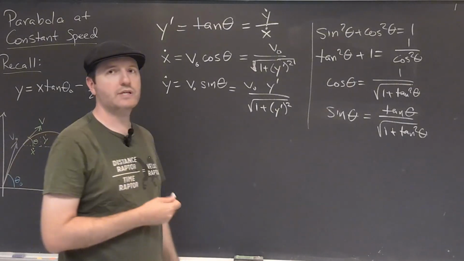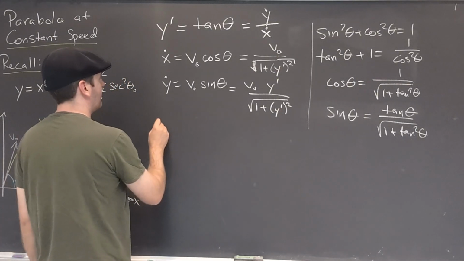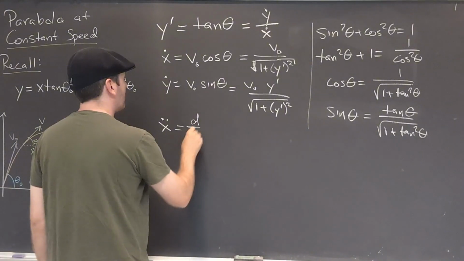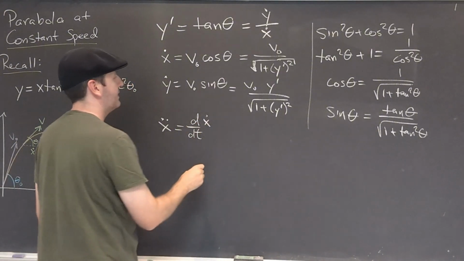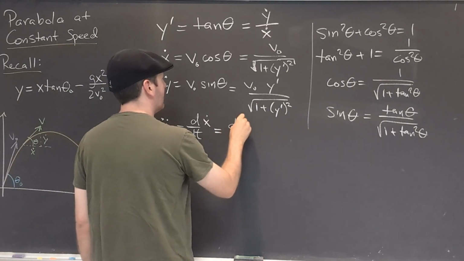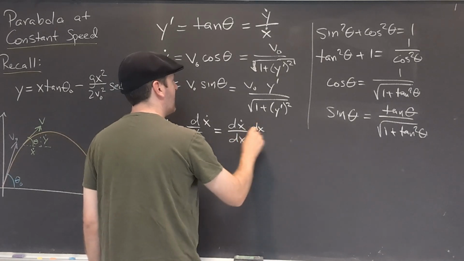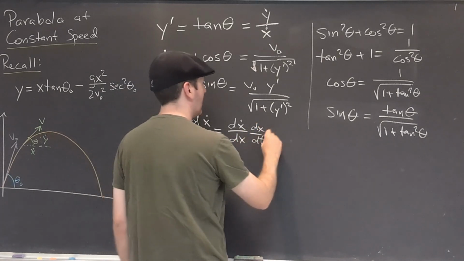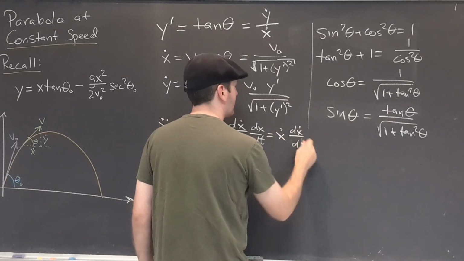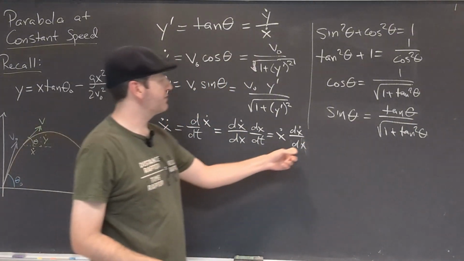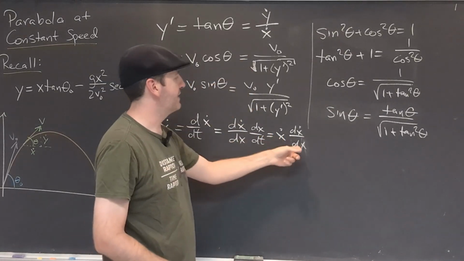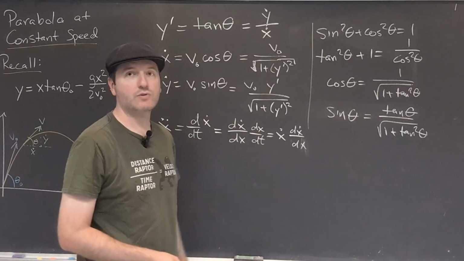And to do this, let's use the chain rule. Notice that if I want, say, x double dot, so the x component of the acceleration, this is the time derivative of x dot. But I can use the chain rule to rewrite that as the x derivative of x dot times dx dt. But of course, dx dt is just x dot. We use this trick all the time to turn time derivatives into spatial derivatives. So now I can see, oh, okay, well, I just have to take my x dot, which is here, and then take an x derivative of this to get my acceleration.